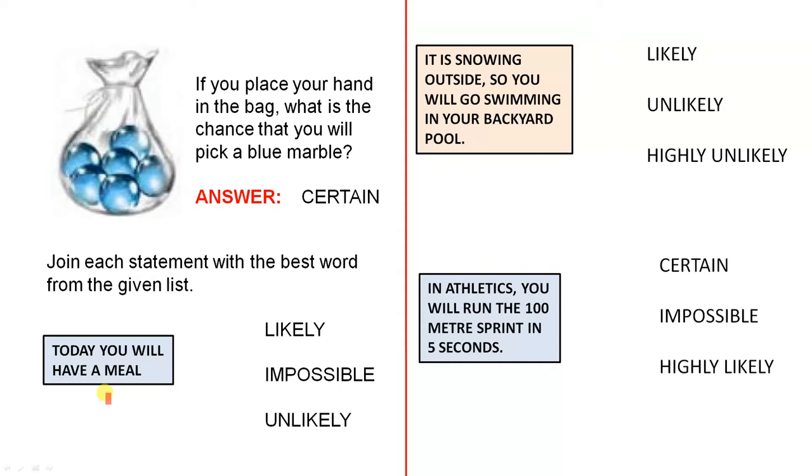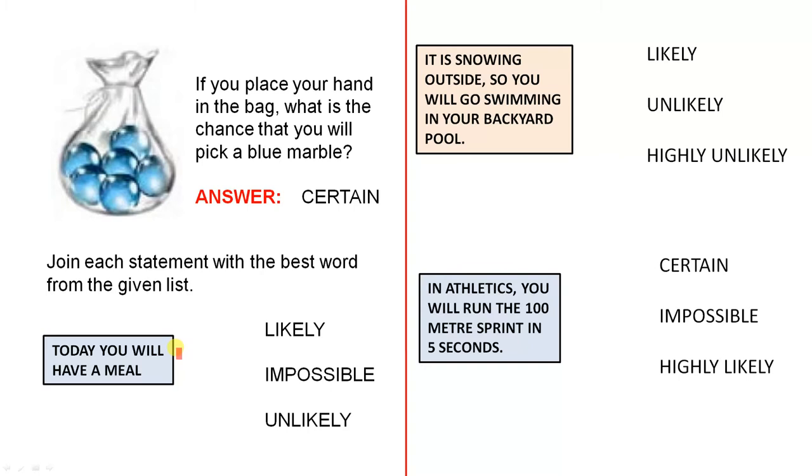Today you will have a meal. Now, today means, say, any time during the day. Is it likely that you'll have a meal? Is it impossible? Or is it unlikely? Well, what do you think?